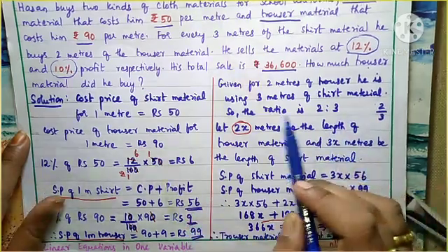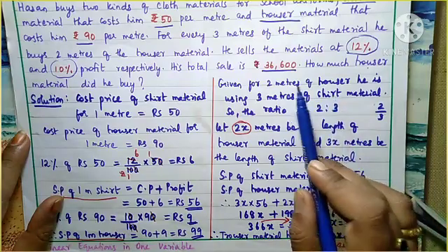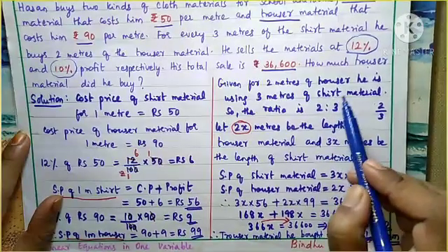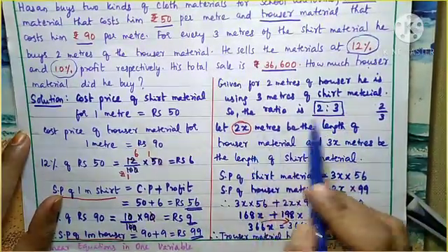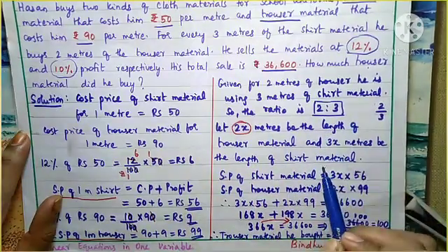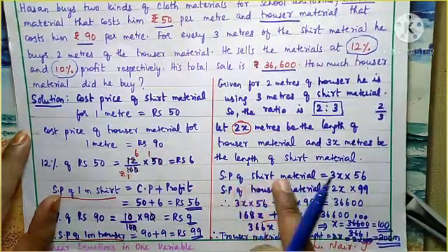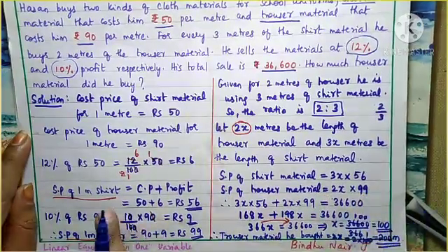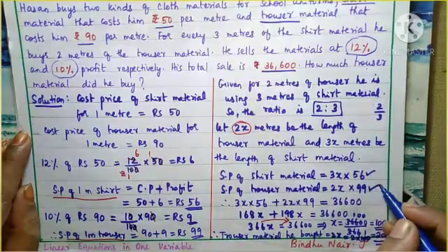Then we came to the ratio of the two materials. When 3 meters of shirt is taken, 2 meters of trouser is used. Using this ratio, we took a total of 2x meters of the trouser material and 3x meters of shirt material. Then again we calculated the total selling price of shirt and trouser by multiplying by the selling price for 1 meter. So that is this 56 and 99.